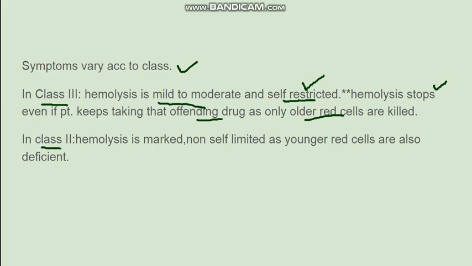However, in class 2, hemolysis will be marked and non-self-limited, because this is a type of enzyme deficiency in which not only the older red cells are deficient, but younger red cells are also deficient. So here the hemolysis will not be self-limited. So symptoms will be totally different from class to class.